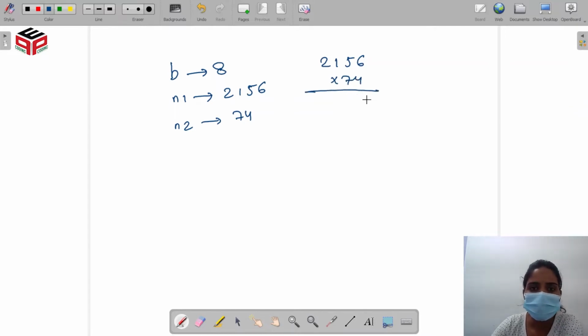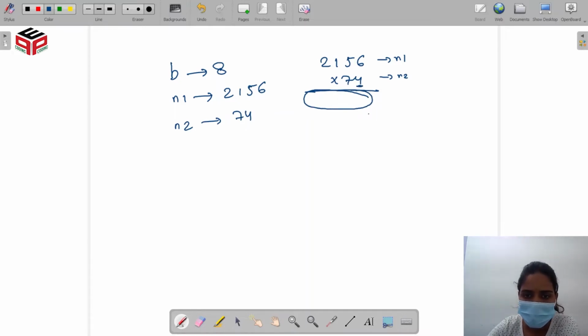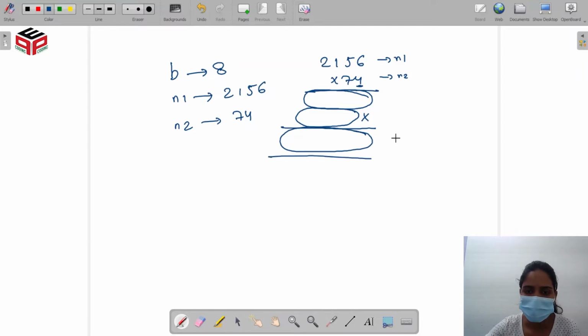In normal multiplication, this is our n1 and this is our n2. The n1 is multiplied with this digit, that is 4. After multiplication, that is when n1 is multiplied by 4, we have some answer. Then we put a cross over here and multiply n1 by the second digit of n2, and we have another answer. After having these two answers, we add them up and get our final result. This is how we do normal multiplication, right? This is our answer.